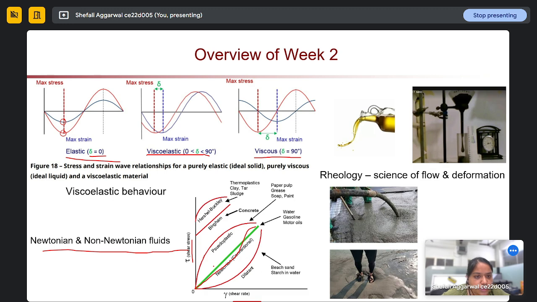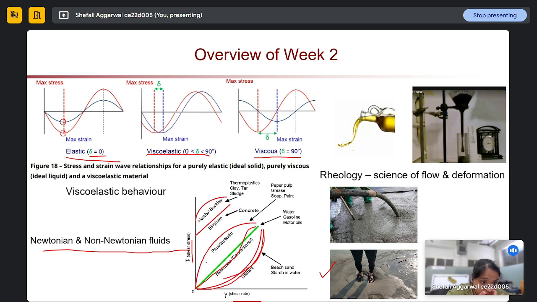Next come the non-Newtonian fluids. All other types of fluids which are not Newtonian are called non-Newtonian fluids. We have divided non-Newtonian fluids into two parts, either shear thickening or shear thinning. If the curve varies in this direction, then we call it shear thickening. If you have visited any beach, the wet sand is compressible, and when you move away from that place, it comes back to its original place. That is an example of shear thickening.